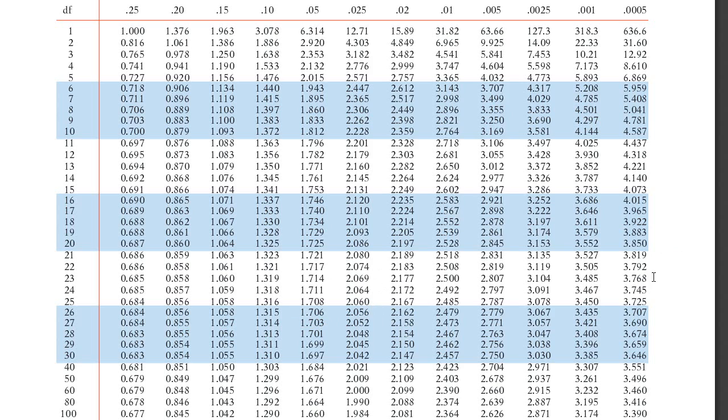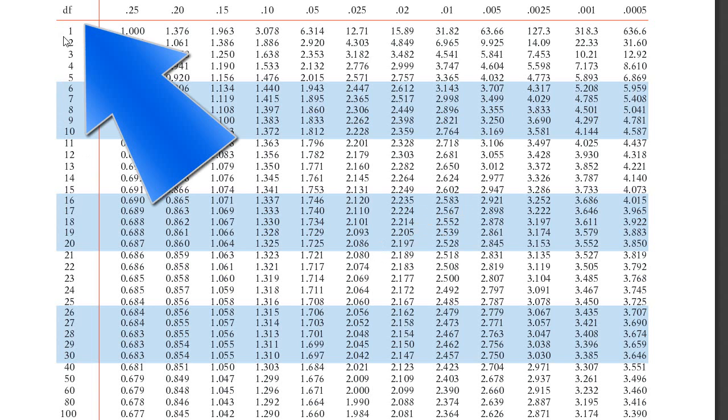Because the probability of getting something that's less than some negative t-value is going to be the same as the probability of getting something that's greater than the positive t-value. This is due to symmetry. Therefore, we're going to be looking for positive 3.6. But we need to pay attention to the degrees of freedom. That is stated in the left column here.